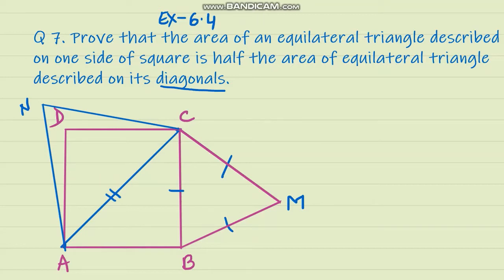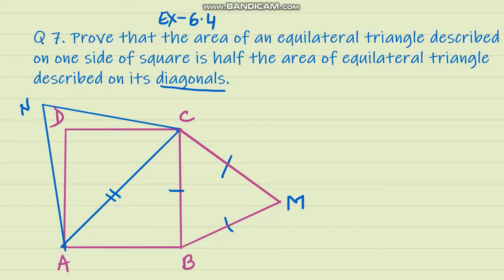Now let us see what is given in question number 7. Prove that the area of an equilateral triangle described on one side of a square is half the area of the equilateral triangle described on its diagonals. Now let us see how we can make the figure.